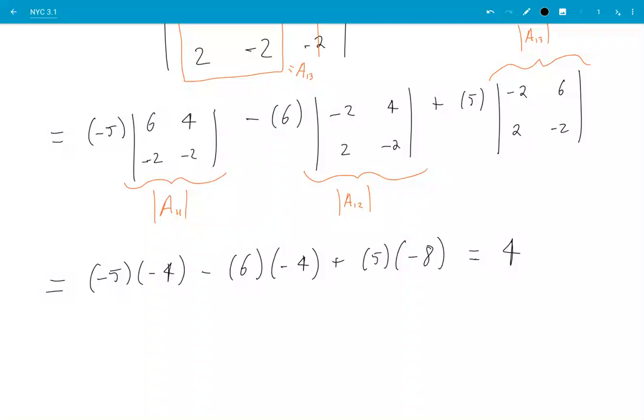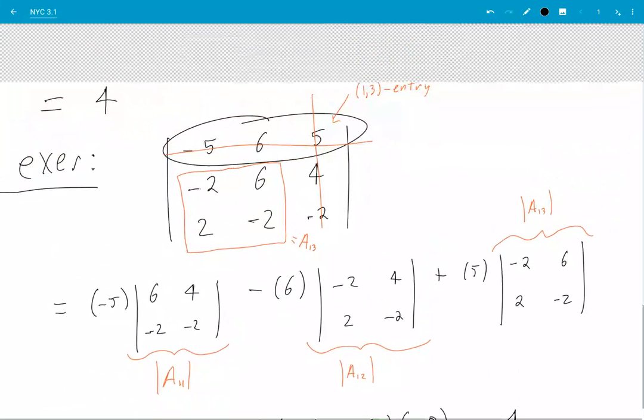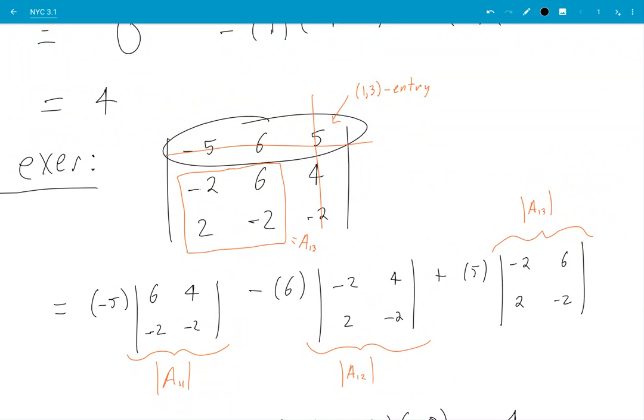Okie dokie. One thing I forgot to mention, we said this is called A13. I should mention that the original matrix, we should be calling the original 3 by 3 here, we should be calling that A, to make sense of why this is A13. Anywho.